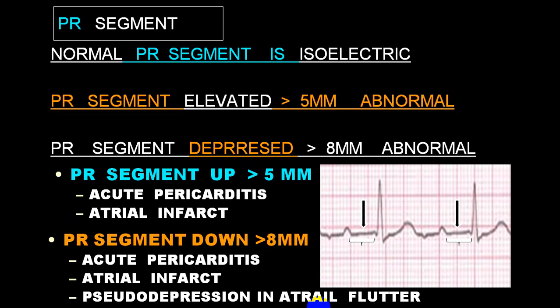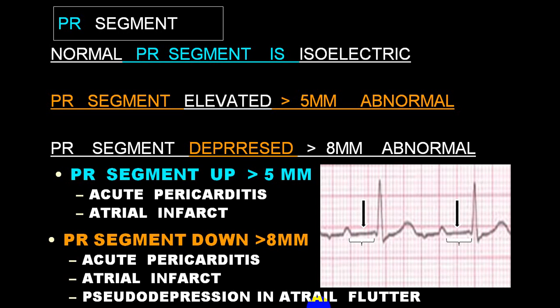Now when it is elevated more than 5 millimeter, it is 100% abnormal. And this is very important in certain conditions. So if it is depressed downward more than 8 millimeter, then it is abnormal. Now if you see this PR segment up by more than 5 millimeter, it is in favor of acute pericarditis or atrial infarct. Same way, if it is pulled down more than 8 millimeter, it is in acute pericarditis, atrial infarct, or pseudo depression in atrial flutter.